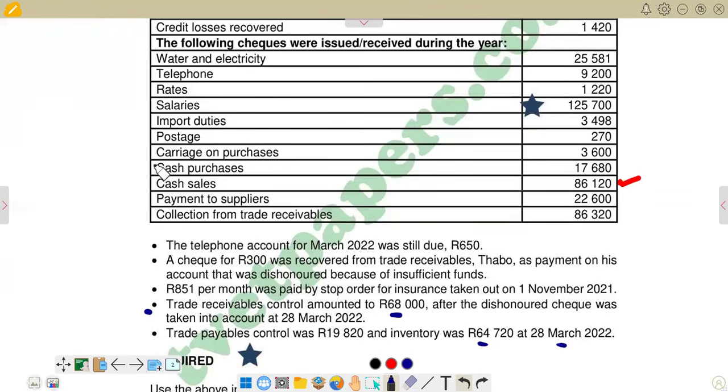Right. After that, we are going to the next one, which is import duties, which we adjust in the trading account. Then we have got postage, 270. We check again the additional information to see if you've got anything affecting postages. You'd see that we have got nothing. So we can just put it as it is.